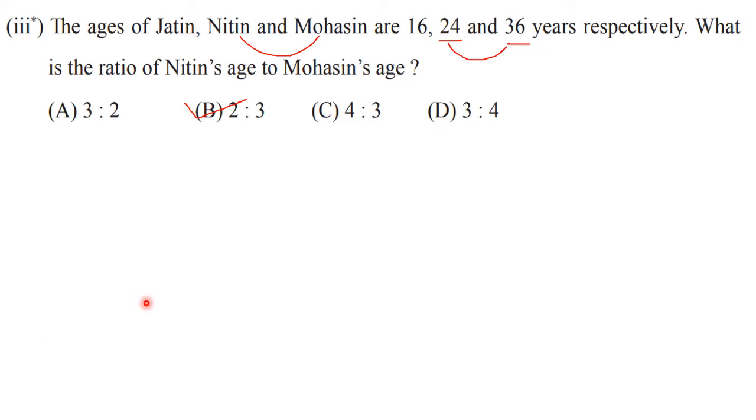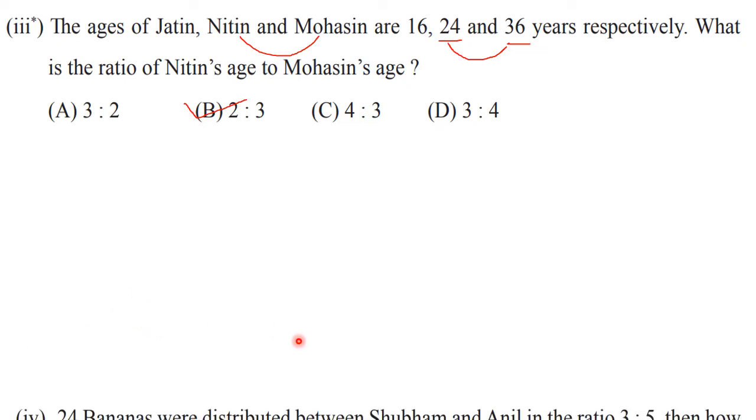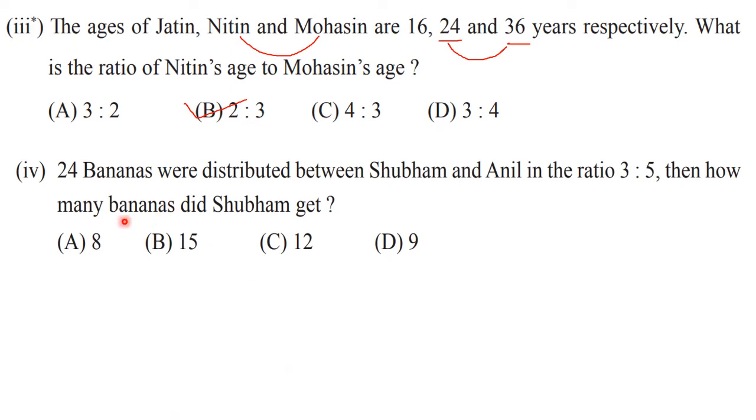Okay, now let's go ahead towards the fourth question. 24 bananas were distributed between Shubham and Anil in the ratio 3 is to 5. Then how many bananas did Shubham get? Okay, now this problem you will solve in rough. You know that the ratio is given, and for every ratio we have a common multiple.